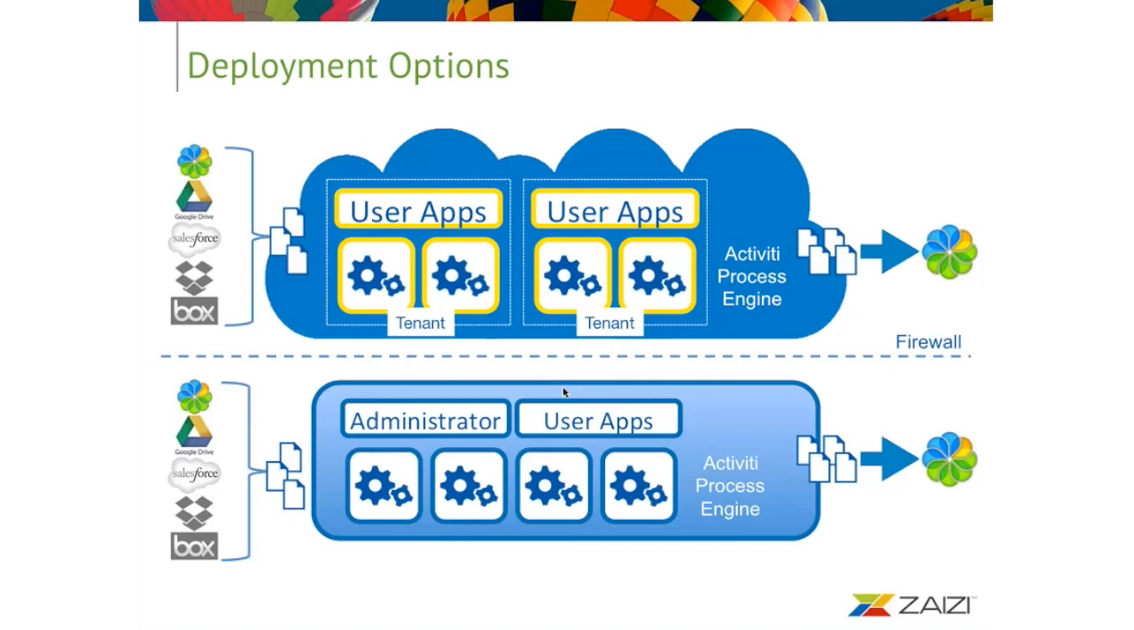There are two ways currently of deploying the Activiti process engine. One is on-site, as you can see here on the bottom. That's on-premise, where you would actually install the application and run everything internally on your own infrastructure. The second deployment option is actually in the cloud, as you can see on the top, and you can run this. Each organization would have its own tenant and its own user application, so everything is separated out, and both of these provide integration with various different types of enterprise content management systems to manage the content through the business process workflow.